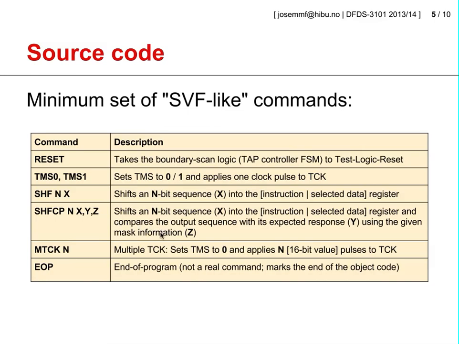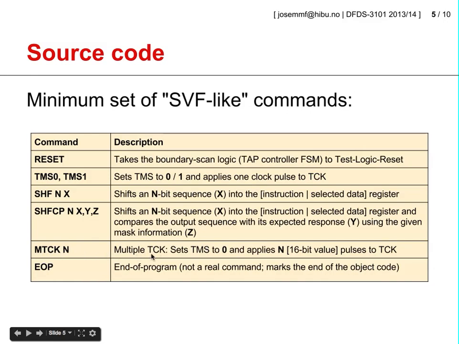That is to say, for each bit shifted into the board under test, we will read the bit that comes out and compare it with an expected result that is given in bit stream Y. Now, because not all of the bit positions will have a known or expected value, we need mask information, and that is the reason why the Z bit stream is needed.